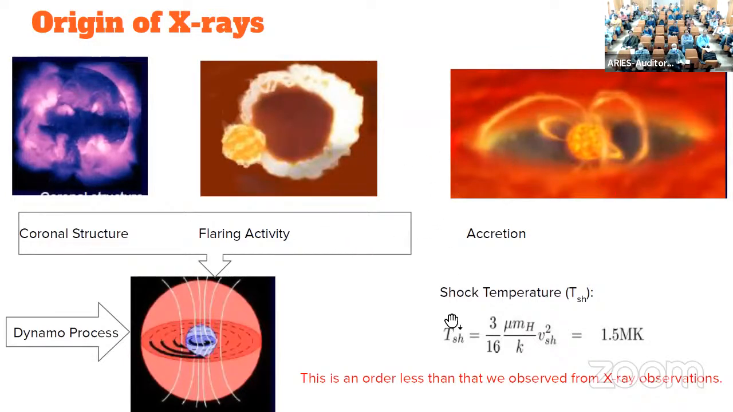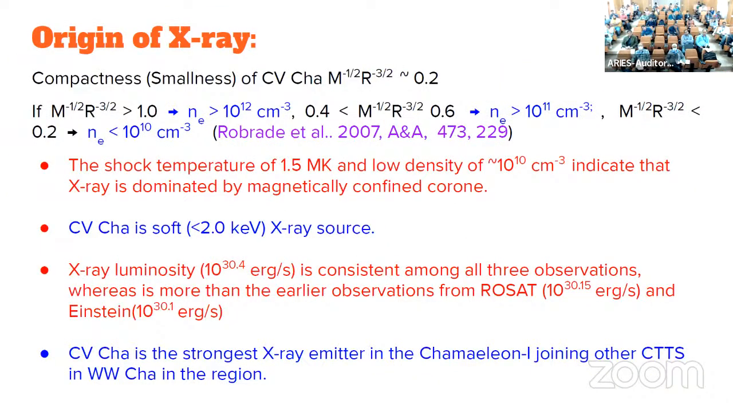If it is a shock, then the shock temperature will be given by these relations, where V shock is the velocity, which I take as the free-fall velocity. So I calculated this around 1.5 million Kelvin. Compared to that, I have 11.2 million Kelvin from the X-ray observation, which is an order of magnitude more than this one. So the X-ray emission from this particular star, I would say, is magnetically confined plasma rather than from accretion. Of course, there are a few stars that show both simultaneously, the accretion as well as the magnetically confined plasma.